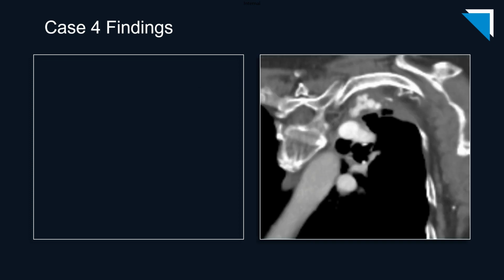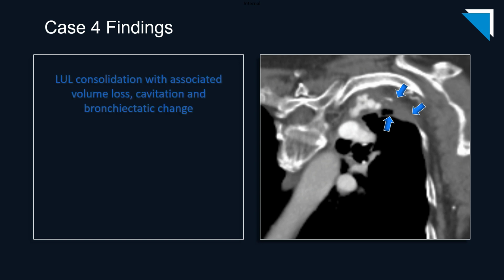Let's review our findings. Here is a single coronal image from the scan. There is some pleural-based consolidation in the left upper lobe with associated cavitation, volume loss, and bronchiectatic change. And just medially, there is a tangle of vessels, some of which demonstrate the same phase of contrast enhancement as the pulmonary arteries.